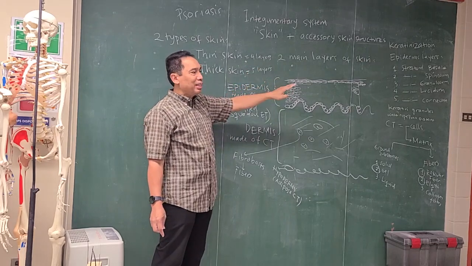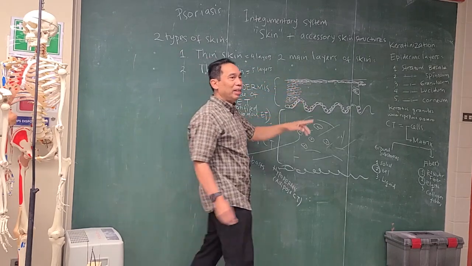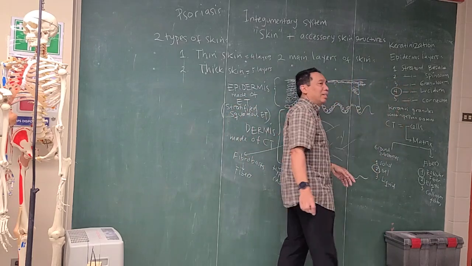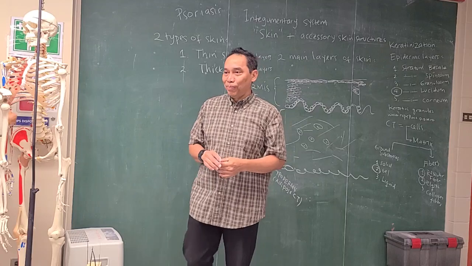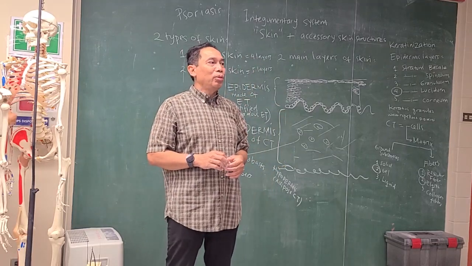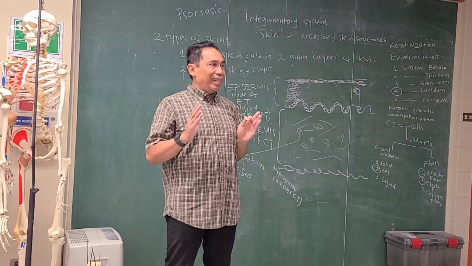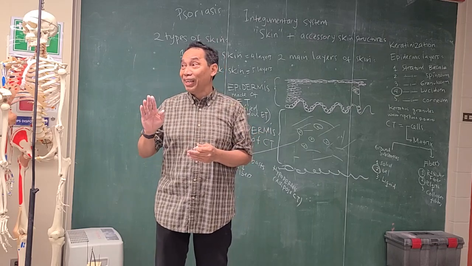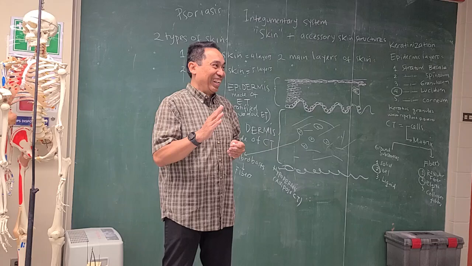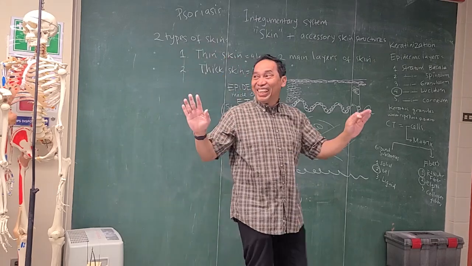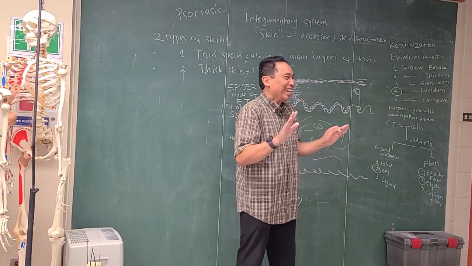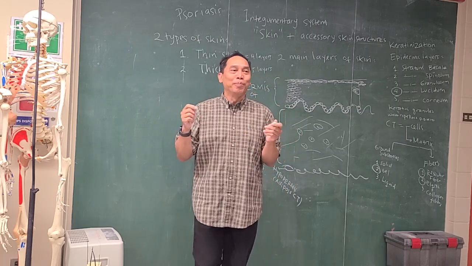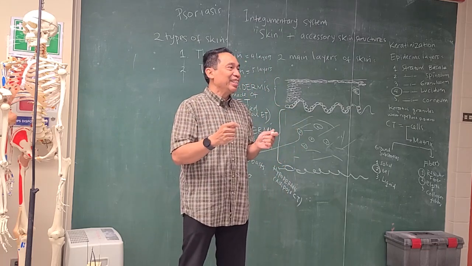Which one is not present in the thin skin? I'm gonna make a circle over here. The one that's not present in the thin skin is the stratum lucidum. There is no stratum lucidum in the thin skin. Just remember, don't tell Lucy, okay? Lucy is thick. Right? If there is no Lucy, it becomes thin. Okay? That's the way to remember.